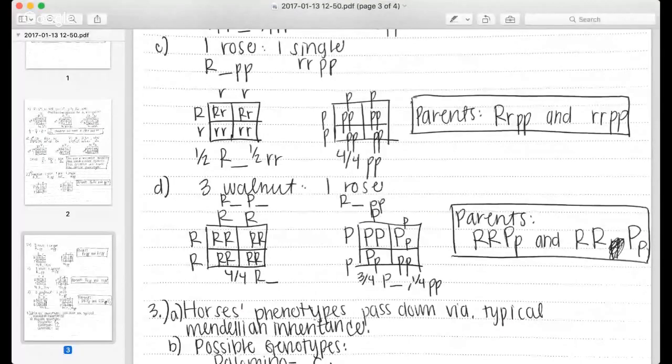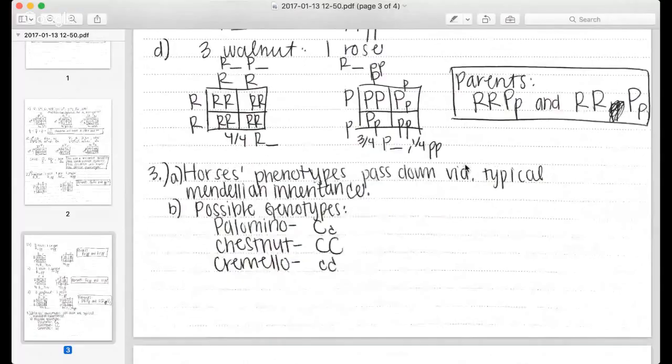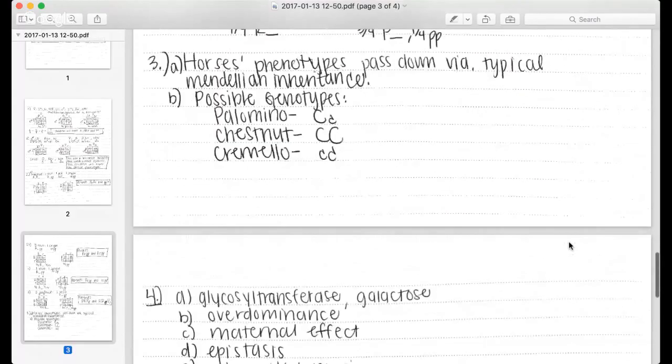Capital R, lowercase r, and then double P, lowercase p, and then double lowercase r, double lowercase p, and that's how I got C. Awesome. That's what I did too. D is 3 walnut and 1 rose. That one's kind of nice. I did double dominant R's, and P's for both of them. Cool. That's what I did too.